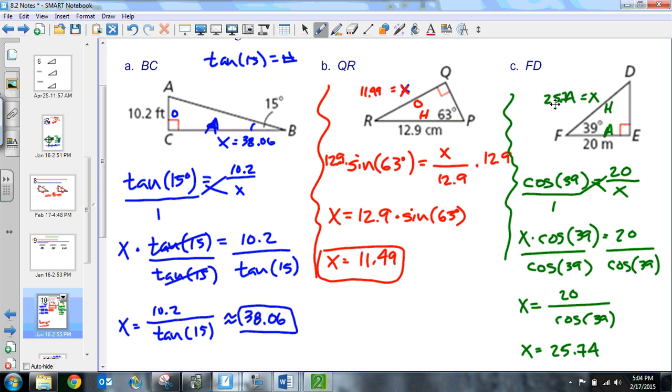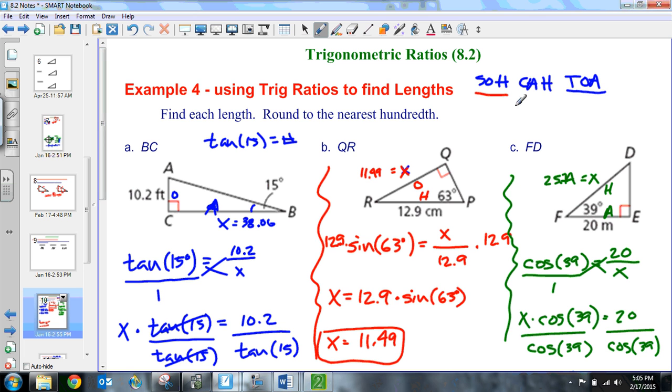Guys, this is really powerful. This is a way for us to calculate the sides of a triangle given only an angle and a side length in a right triangle. This requires a little bit of practice. Again, all I'm using here is SOHCAHTOA. And I'm just setting up trig functions and equations, and then I'm solving for those variables.